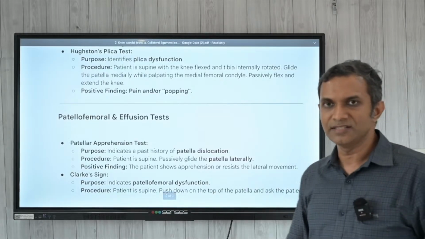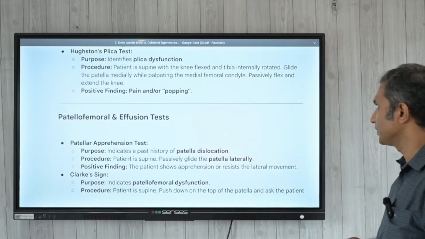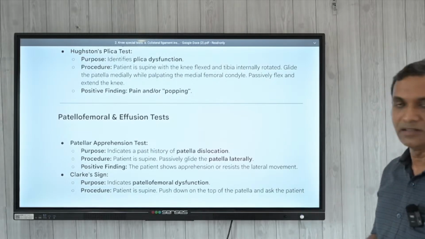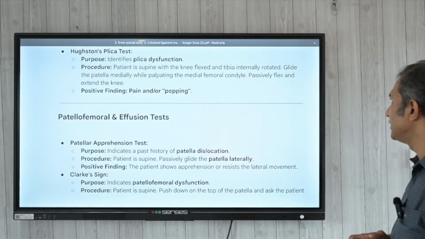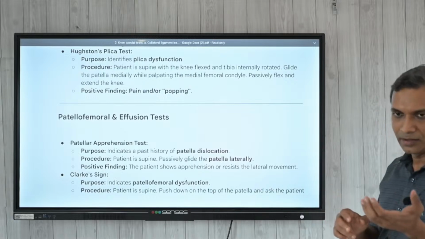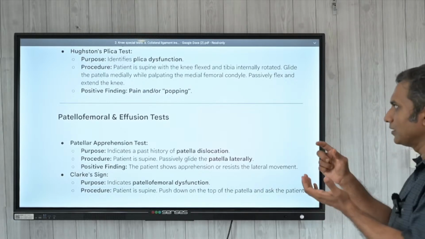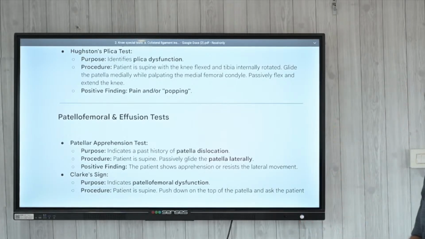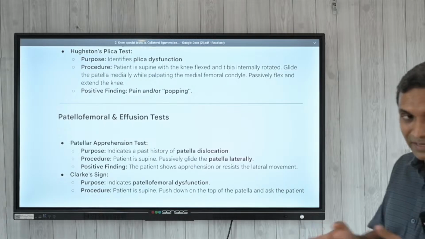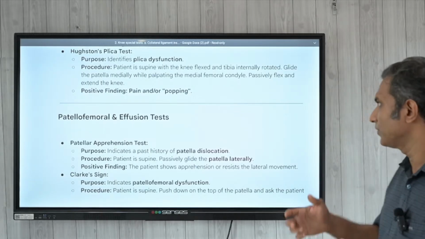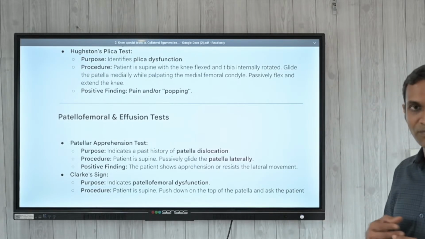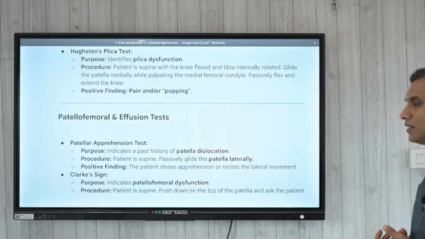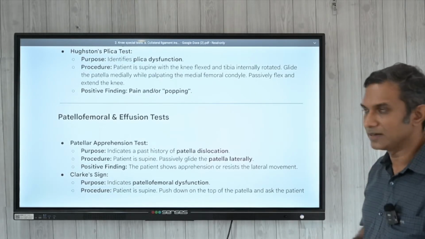Hughston's plica test checks for plica dysfunction. Here the patient is supine, and the knee joint is flexed and internally rotated. While palpating the medial femoral condyle, the therapist glides the patella medially and passively flexes and extends the knee. It's not the patient doing it; the therapist himself does the passive flexion and extension. If the patient complains of pain or a popping sensation, that shows Hughston's plica test is positive.